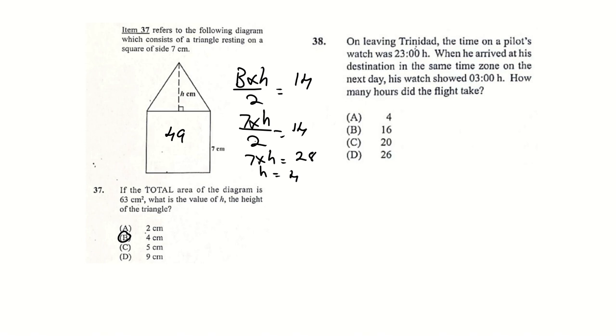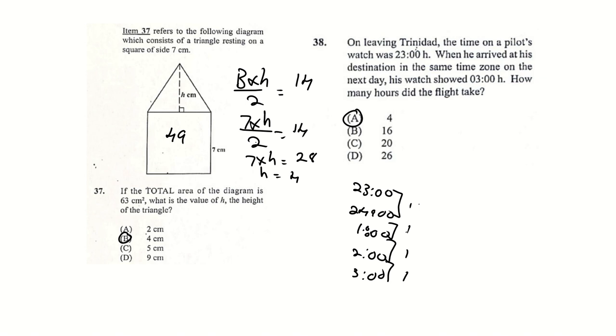On leaving Trinidad, the time on a pilot's watch is 2300 hours. When he arrived at the destination, in the same time zone, on the next day, his watch shows 0300 hours. How many hours did the flight take? That's 4 hours. If we know it's 2300, 2400, 0100, 0200, and then 0300, this is one, this is the next one, this is the next one, and this is the next one. So that's 1, 2, 3, 4. So that's how I got 4 hours.